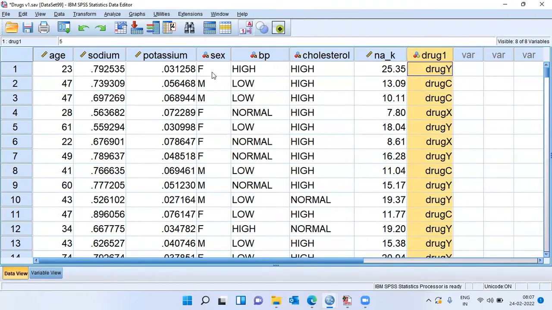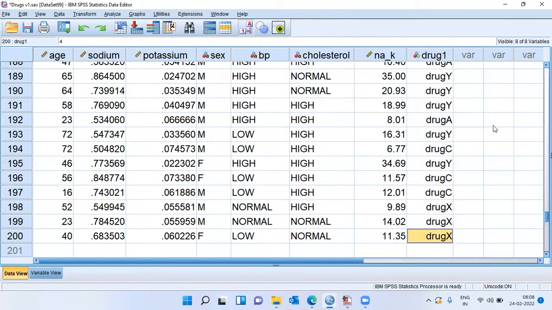For example, the first patient is a female, her age is 23 years, sodium concentration in her blood is 0.79, potassium concentration is 0.03, she has high BP, high cholesterol, and the ratio of sodium to potassium concentration in her blood is 25.35, and she responded to drug Y. The second patient, with a different set of details, responded to drug C, the third person responded to drug C, and the fourth person responded to drug X.